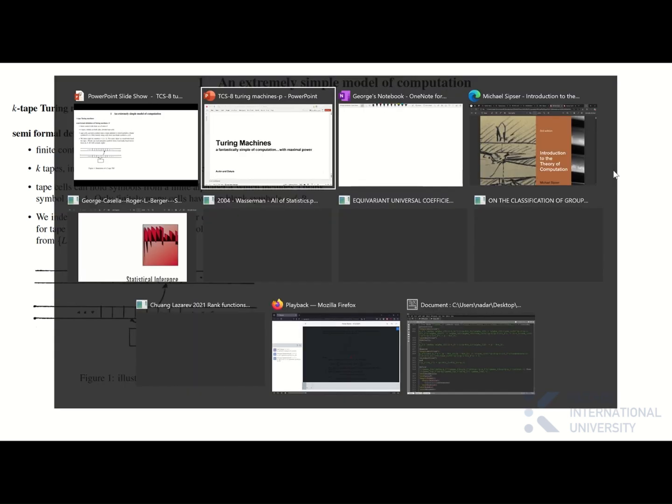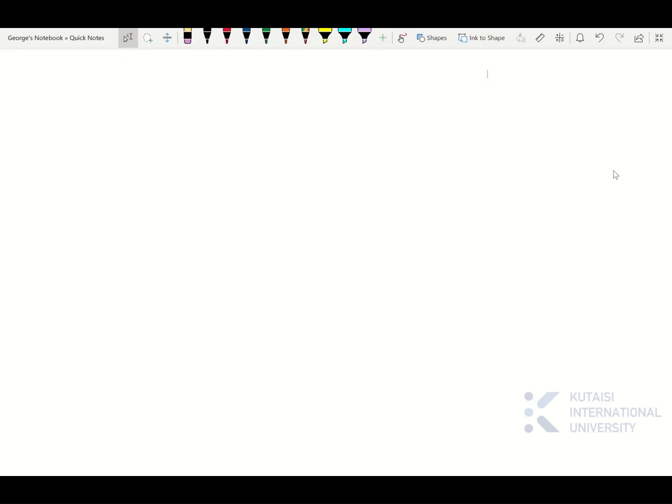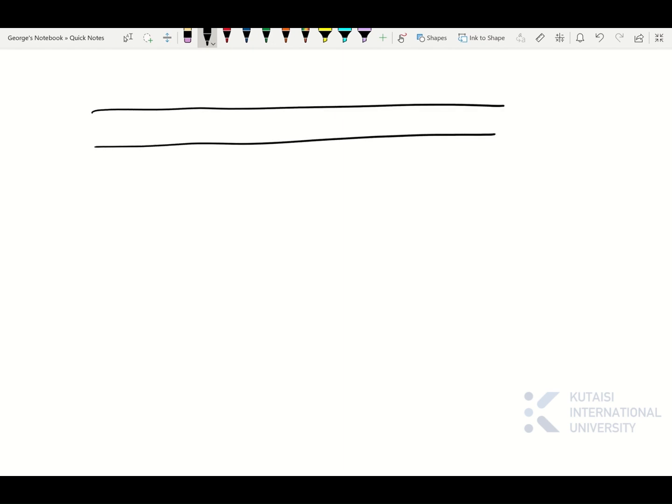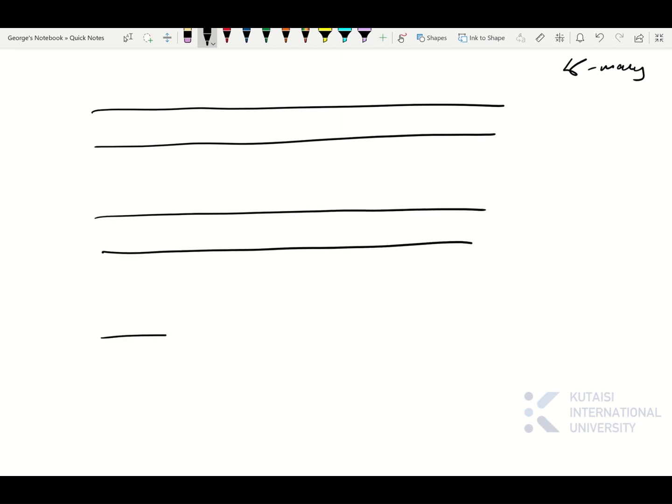So let's just draw this. You can see there's a drawing here, but let's just redraw it. So what is a k-tape Turing machine? There are many equivalent ways to describe this, but the way we describe it is, you have k many tapes. By k I mean a natural number: 1, 2, 3. So let me draw 3 tapes, for example.